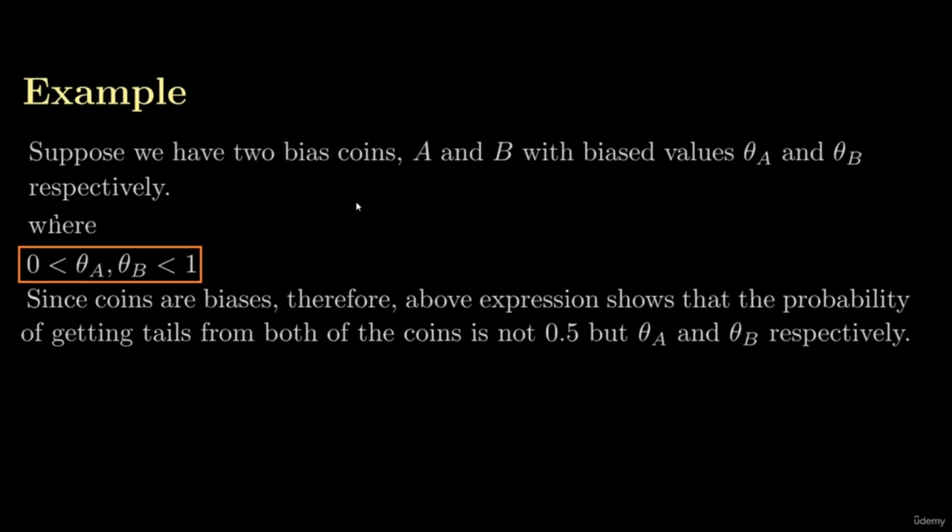So the problem is that we have two biased coins A and B with biased values theta A and theta B. We know that if the coin is fair, then the probability of getting head and tail on the coin is 0.5. But if the coin is biased, then we cannot predict the probabilities without performing the experiments. So here we have two biased coins A and B, and theta A and theta B are the probabilities of getting tails from both coins. We want to find the probabilities of getting tail from both the coins. And since both the coins are biased, the probability is not equal to 0.5.